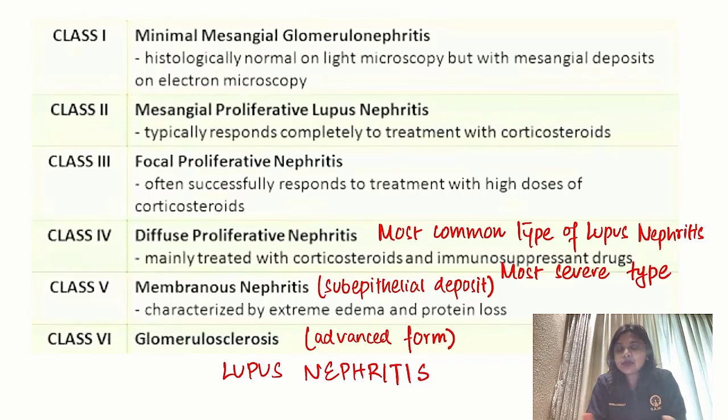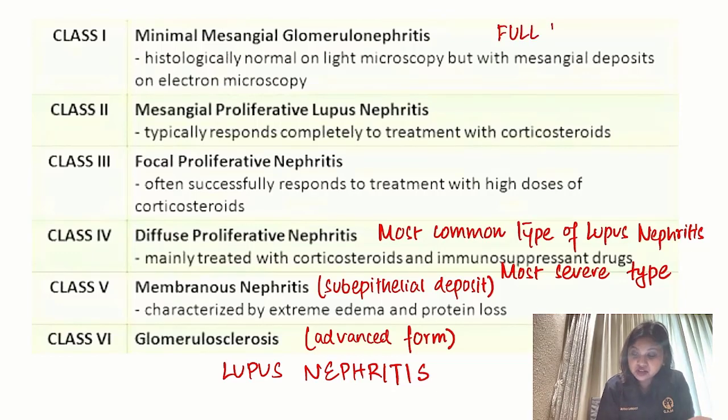And the cause might be SLE. So, 2 one-liners I already told: in PSGN, complement level normalizes by 8 weeks. And if there is a persistently low complement beyond 12 weeks, then we go for renal biopsy. And in renal biopsy, in SLE we can have deposition of all the immunoglobulins, IgA, IgG, C3, C4. And this is known as the full house effect. So what is the full house effect? You might be reading this in your pathology class.